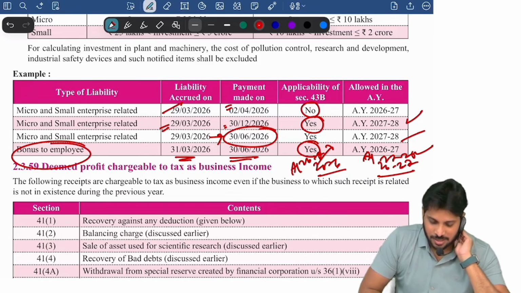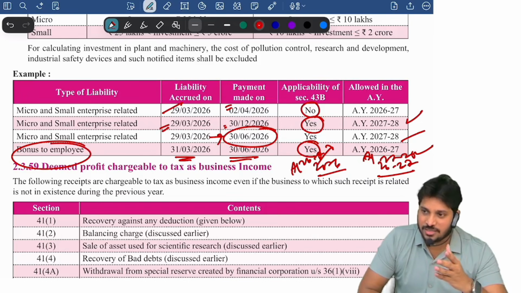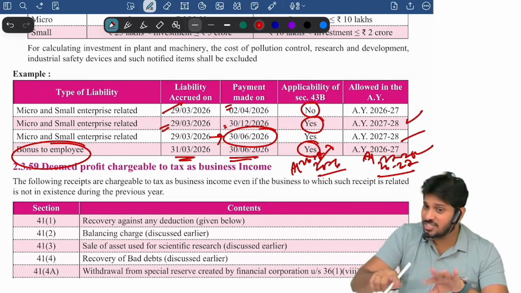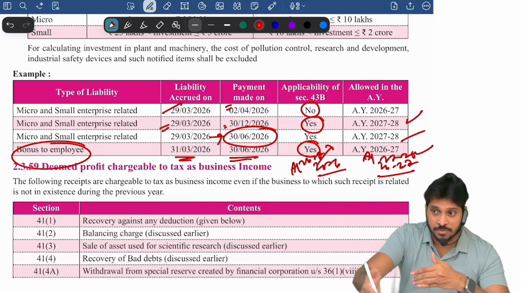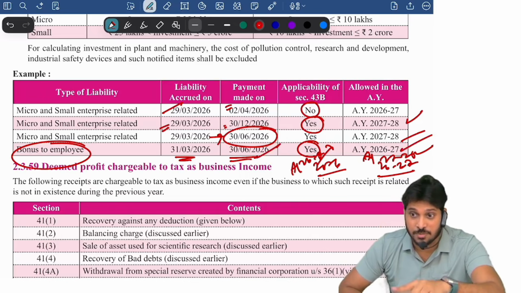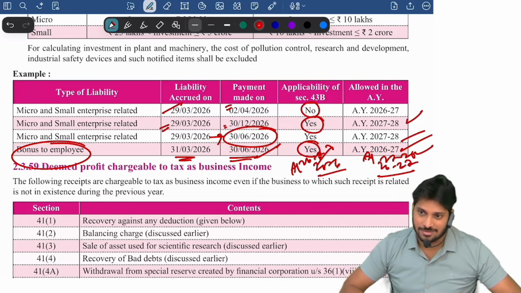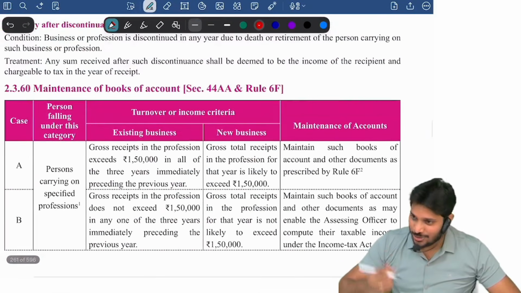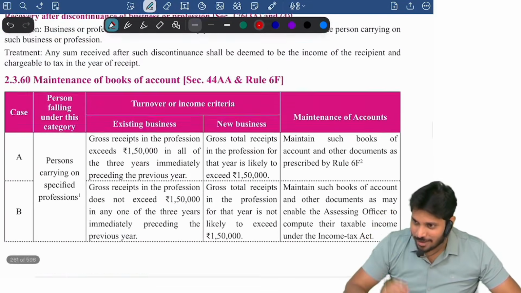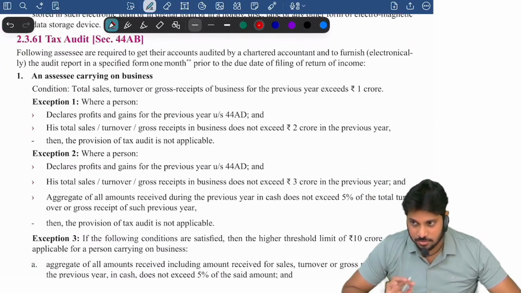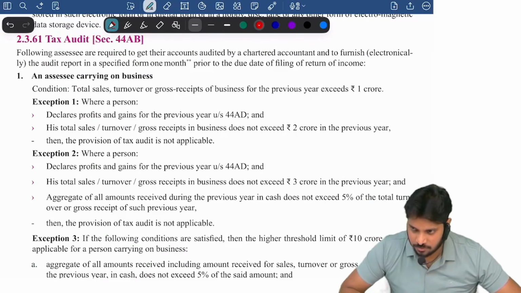Bonus to employee does not come under MSME, but comes under 43B. As per 43B, the bonus amount is not linked with the 15 days, 45 days of MSME. It is due date for filing IT return. So in the same assessment year, it is allowed because it is paid within the due date for filing IT return. That's it. These problems test such minor points. You get very good command on the provisions if you solve CMA problems. Very deep command.